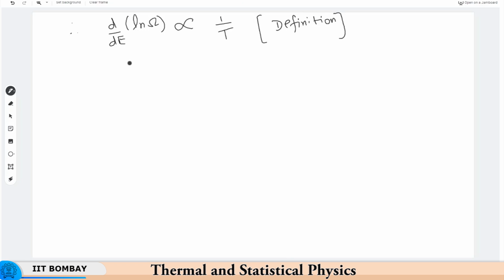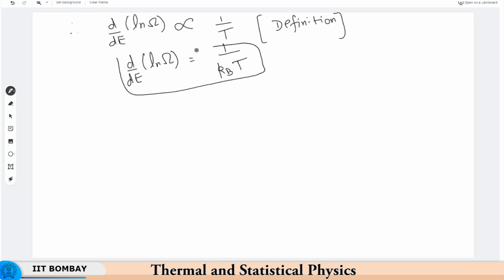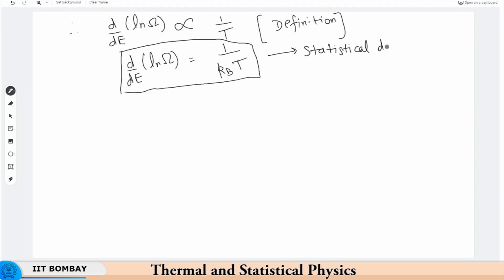And it turns out we can actually remove this proportionality sign and introduce this constant, which is the Boltzmann constant kB, and this equation basically stands for the statistical definition of temperature. So, this is the statistical definition of temperature. Okay, so this is an important relation. So this is how we define temperature from the statistical physics point of view.